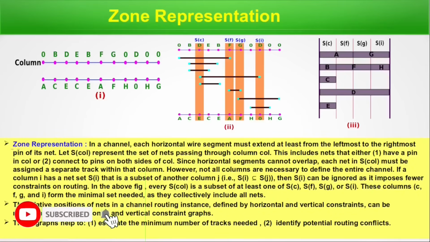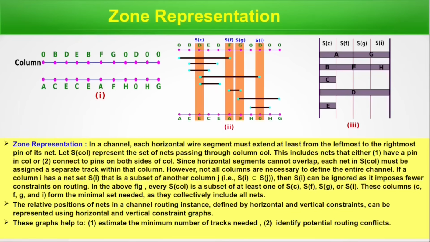Now zone representation. In a channel, each horizontal wire segment must extend at least from the leftmost to the rightmost pin of its net. Otherwise the connection is not complete. Each horizontal wire segment connecting remote pins must extend at least from the leftmost to the rightmost pin of its net.